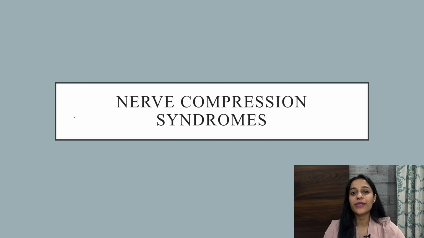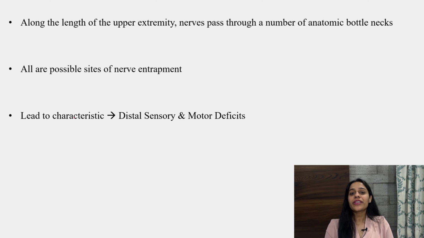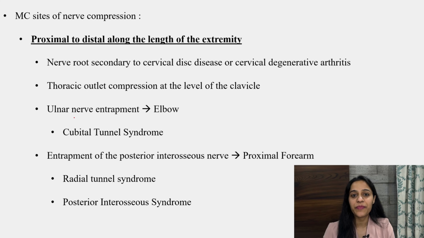In today's video, I'll be talking about nerve compression syndromes. So in upper extremity, we have three important nerves: median nerve, ulnar nerve and radial nerve. All these nerves pass through a number of anatomic bottlenecks. Hence, all these sites are possible sites of compression of these three nerves. So when these nerves are compressed, it leads to distal sensory and motor deficit.